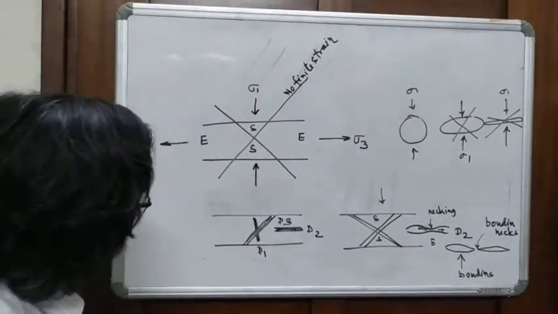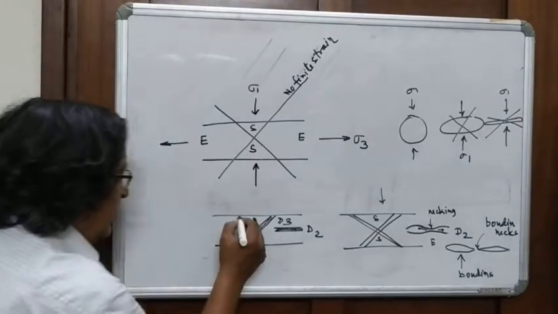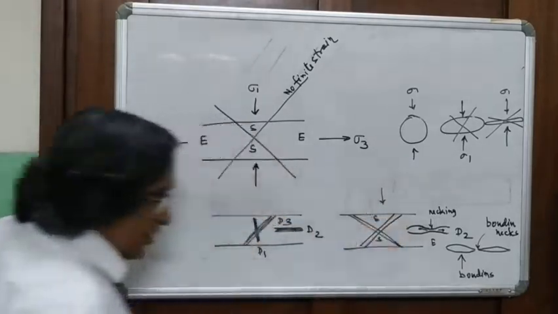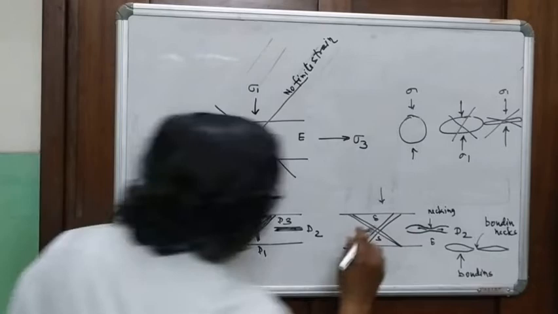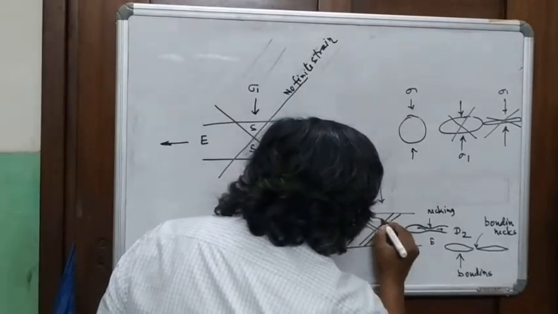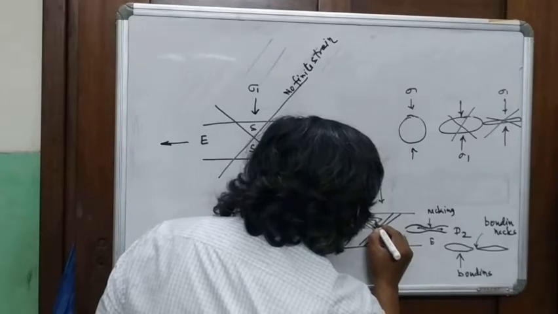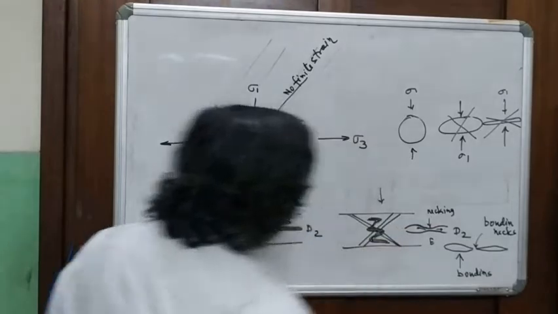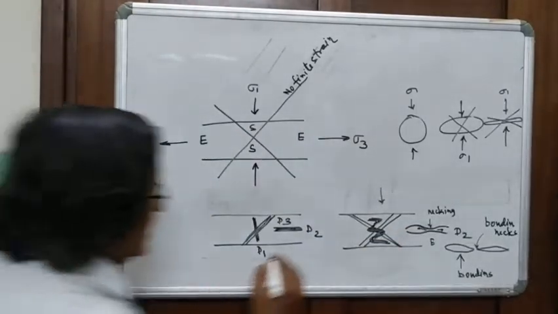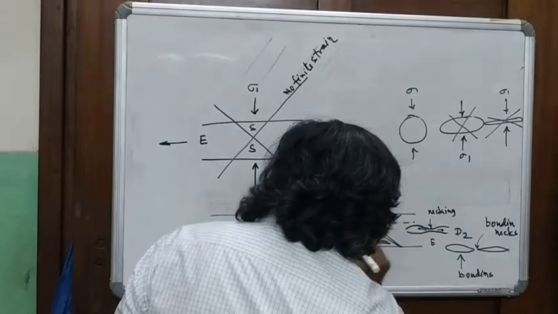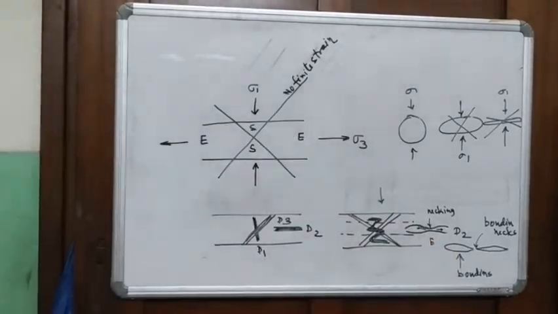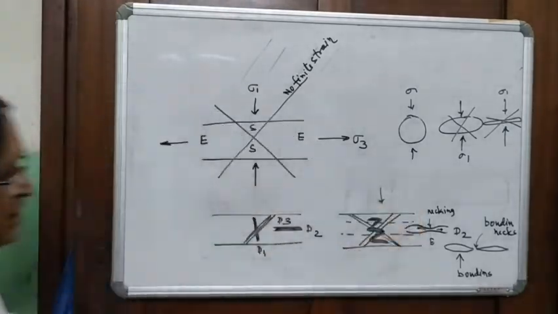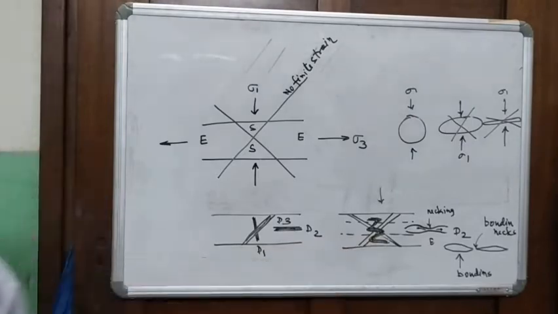But what happens to D1? D1 is in the zone of shortening. You see, D1's initial orientation is here, so it's in the shortening field. And so what happens to D1 is the following. It undergoes folding, and the axial plane of the folds, you know, this is the axial plane of the folds. So the axial planes of the folds are essentially like this. And the boudins, these are folded.